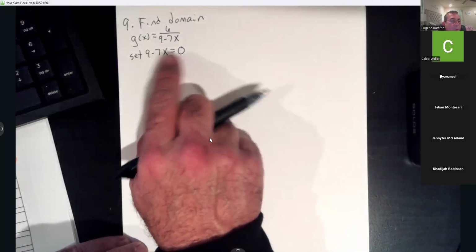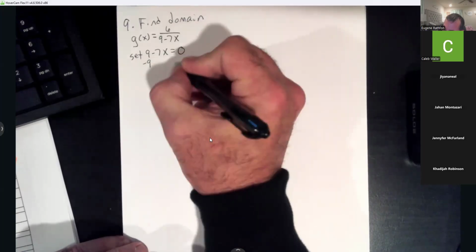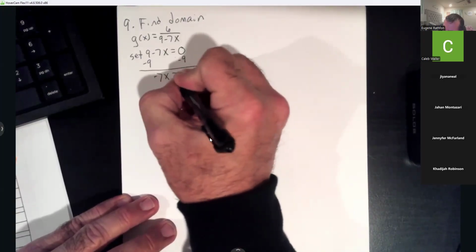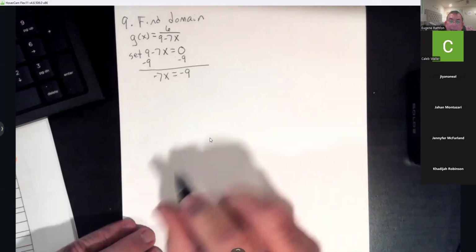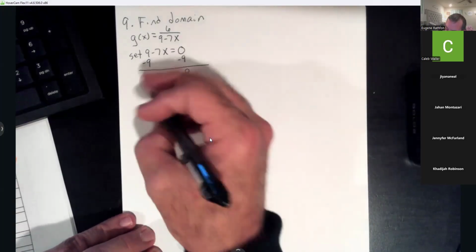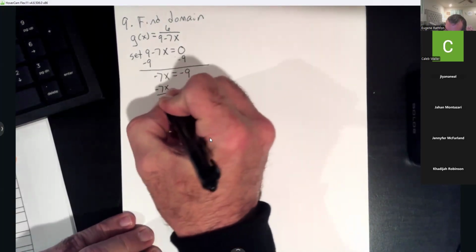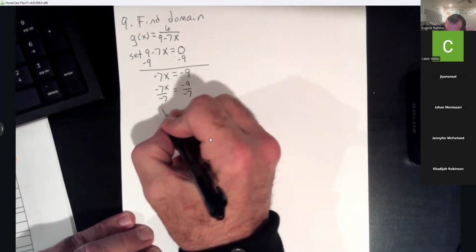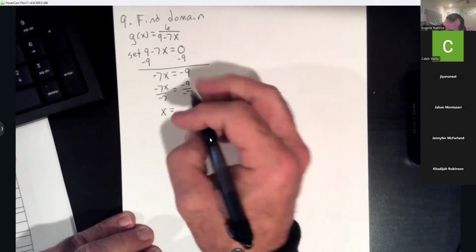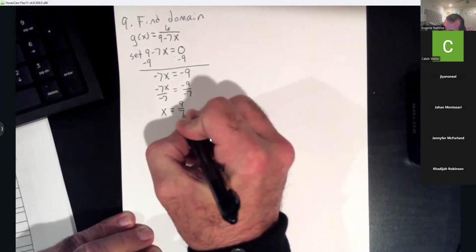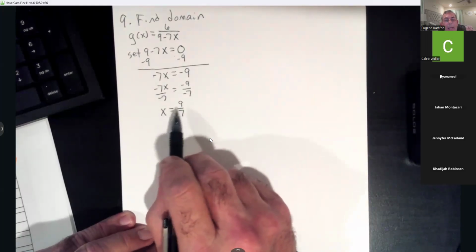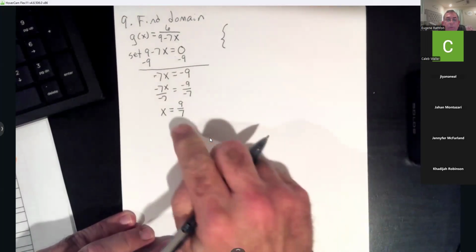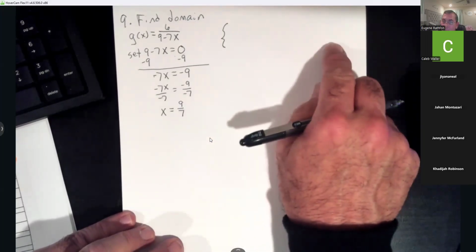All right, y'all, so let's go. We're going to what? Subtract 9. Get the x's on the left side by themselves. So that gives me a negative 7x equals negative 9. All right, now we'll divide both sides by negative 7. So negative divided by negative makes that a positive x. Negative divided by negative makes that a positive 9/7. So since we got 9/7 when we solve that denominator, that means we got to kick that 9/7 out of our domain.